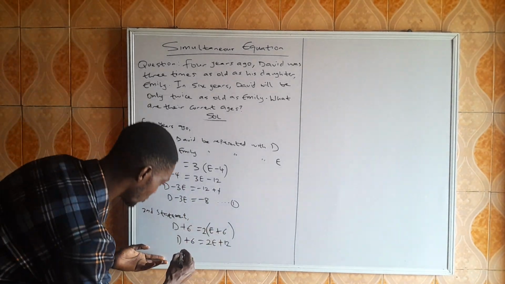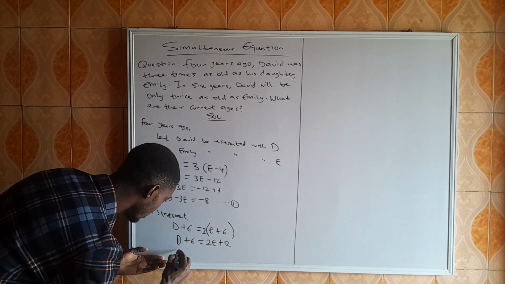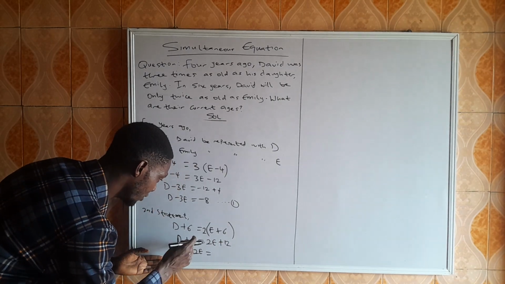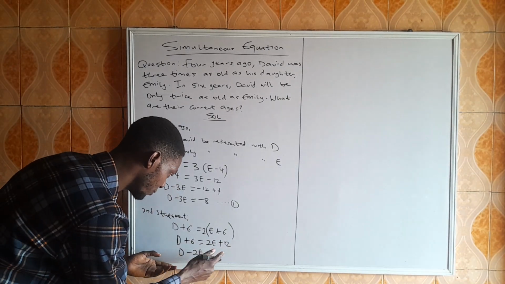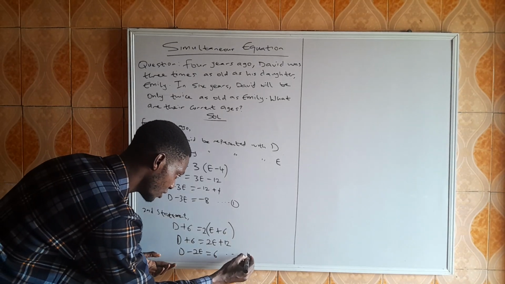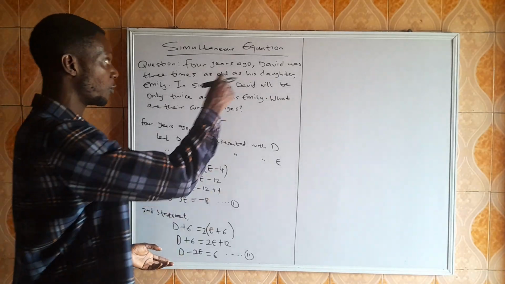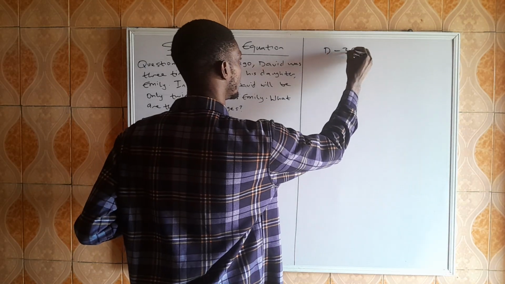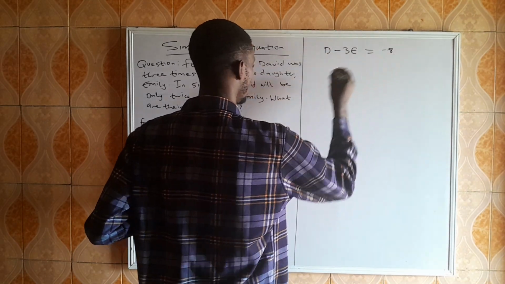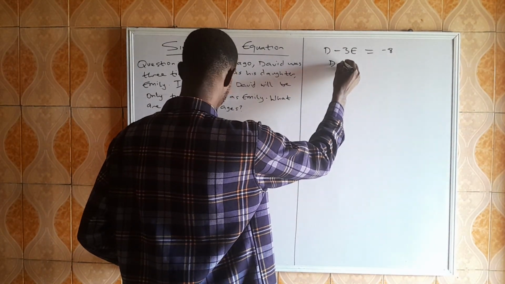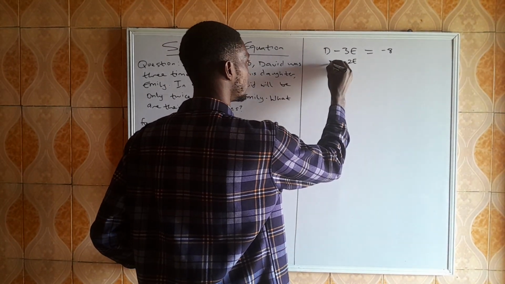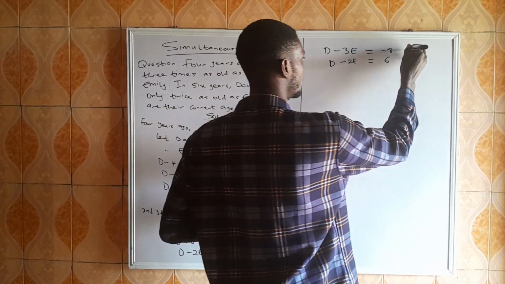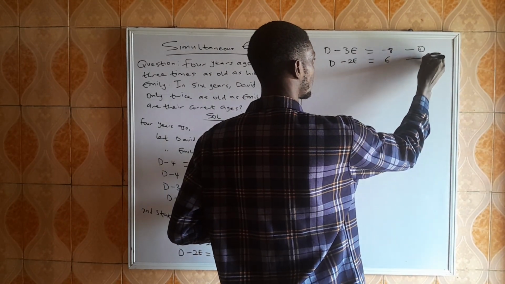So you have D minus 2E, and when this 6 moves first, it becomes minus 6. That will be 12 minus 6, which becomes 6. You can call this equation 2. From here, we have equation 1 as D minus 3E equal to minus 8, and equation 2 as D minus 2E equal to 6.